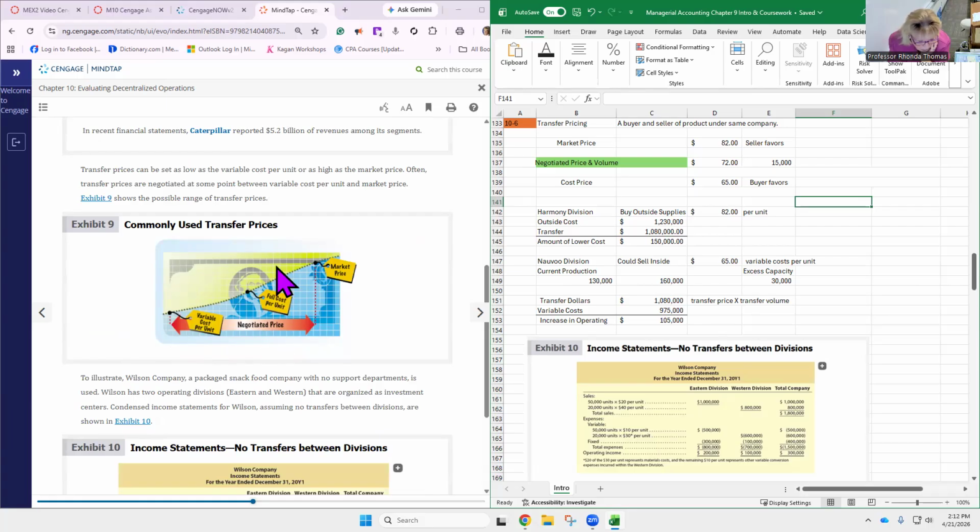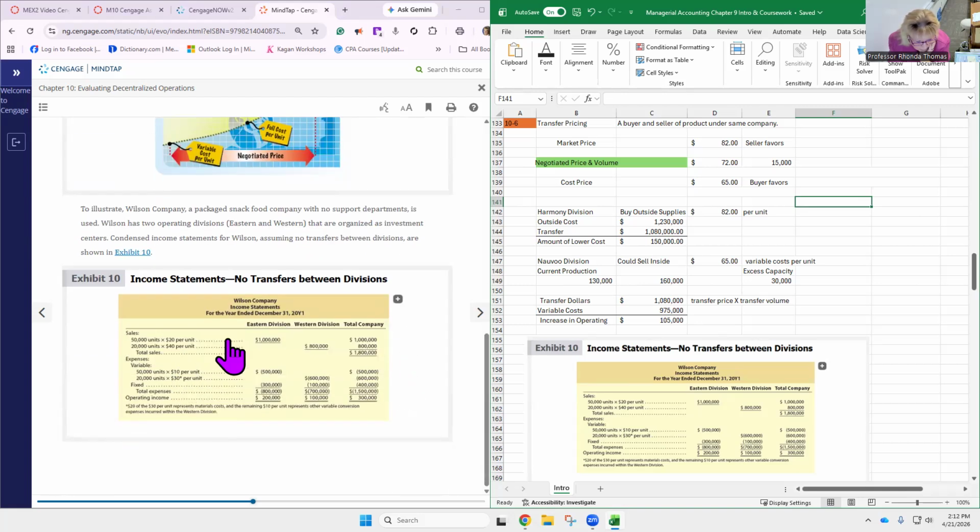But a buyer knows what the market price is and would prefer to buy it at a lower value at cost, right? So here's an example of those two divisions and a total. Sorry about that. This is income statements without transfer pricing, right?